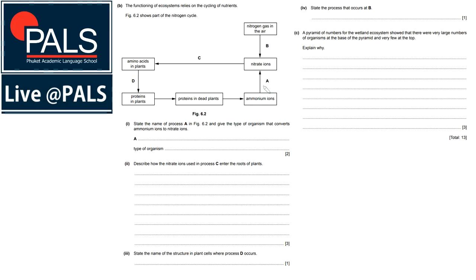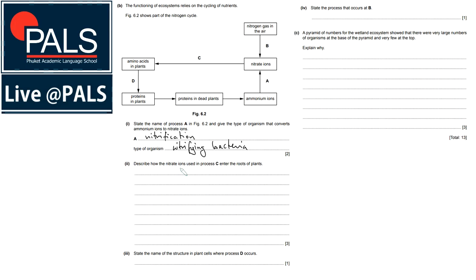And now we have ammonium ions, and ammonium ions are changed to nitrate ions, and the process is called nitrification. Producing nitrate ions from ammonium ions, nitrification. And the type of organism that does that are nitrifying bacteria.